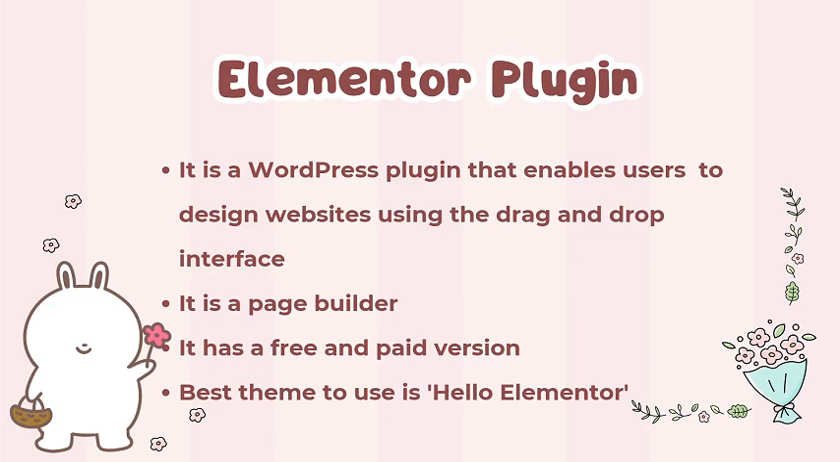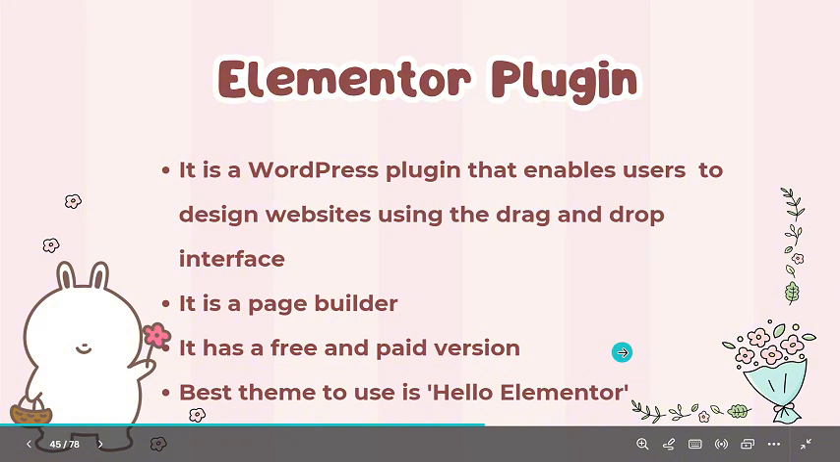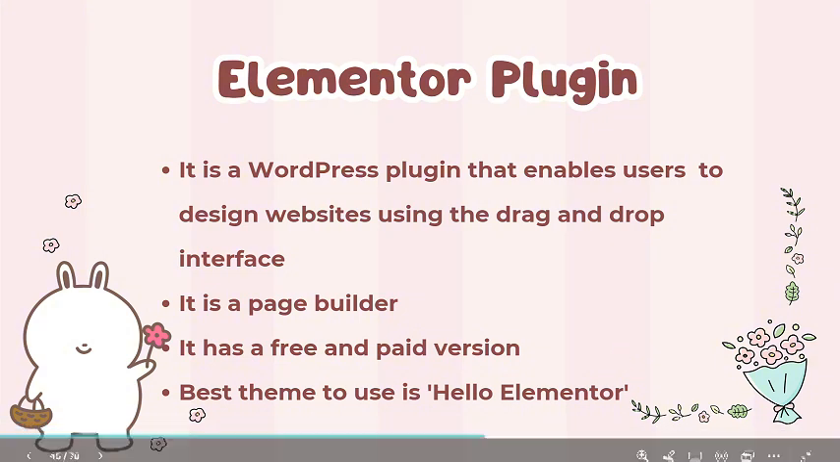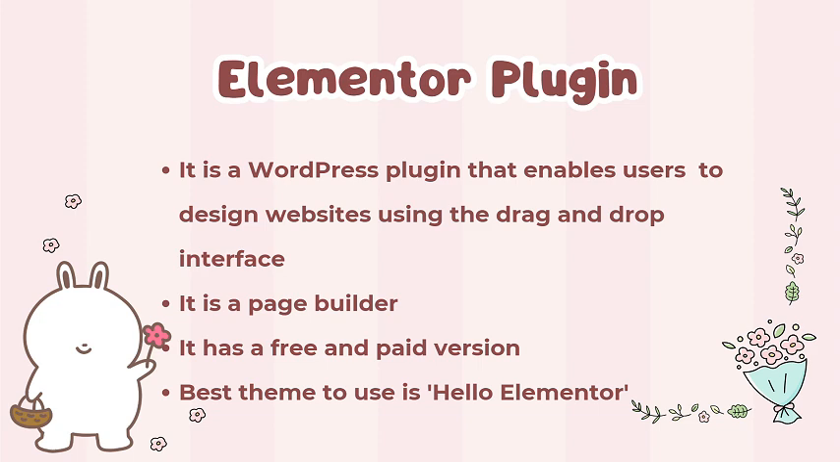So now the Elementor plugin. The Elementor plugin is a WordPress plugin that enables users to design websites using the drag and drop interface. So what you just have to do with an Elementor plugin is to drag whatever element you want and drop it wherever you want. It's a page builder, so it's used for building your page. If you want to build a particular page, you can just use the Elementor plugin to do that. It has a free and a paid version. Then the best theme to use is Hello Elementor.